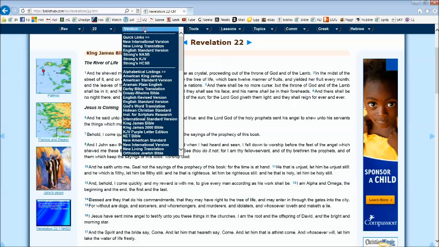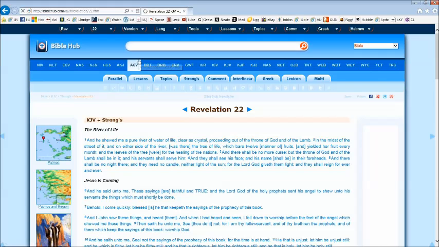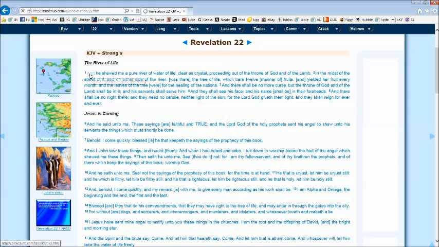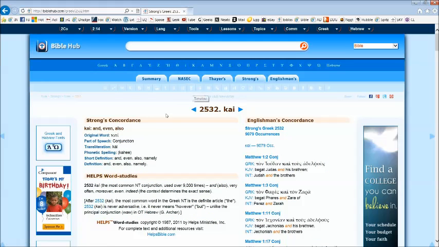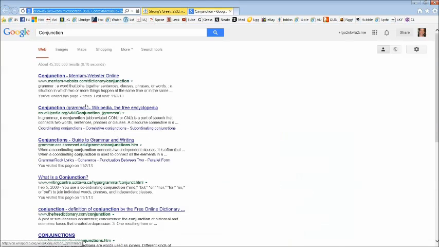Now let's go to the concordance and we'll find out what this word and is. Kai, and even or also. Let's click on that. The part of speech, it's a conjunction. Do you know what a conjunction is? A word that joins together sentences, clauses, phrases, or words.